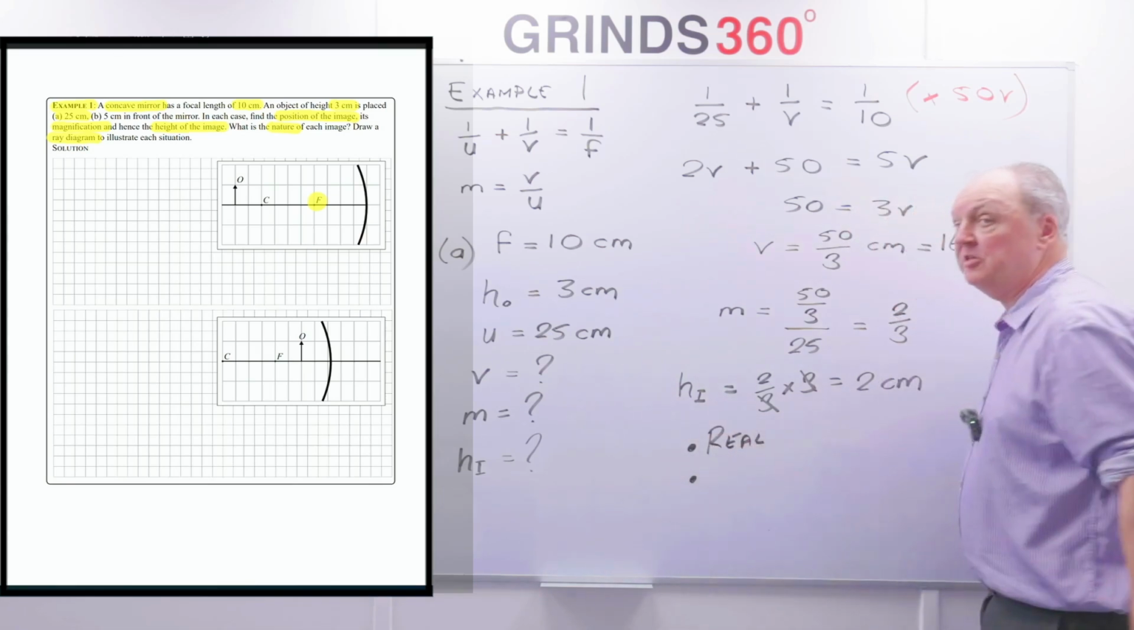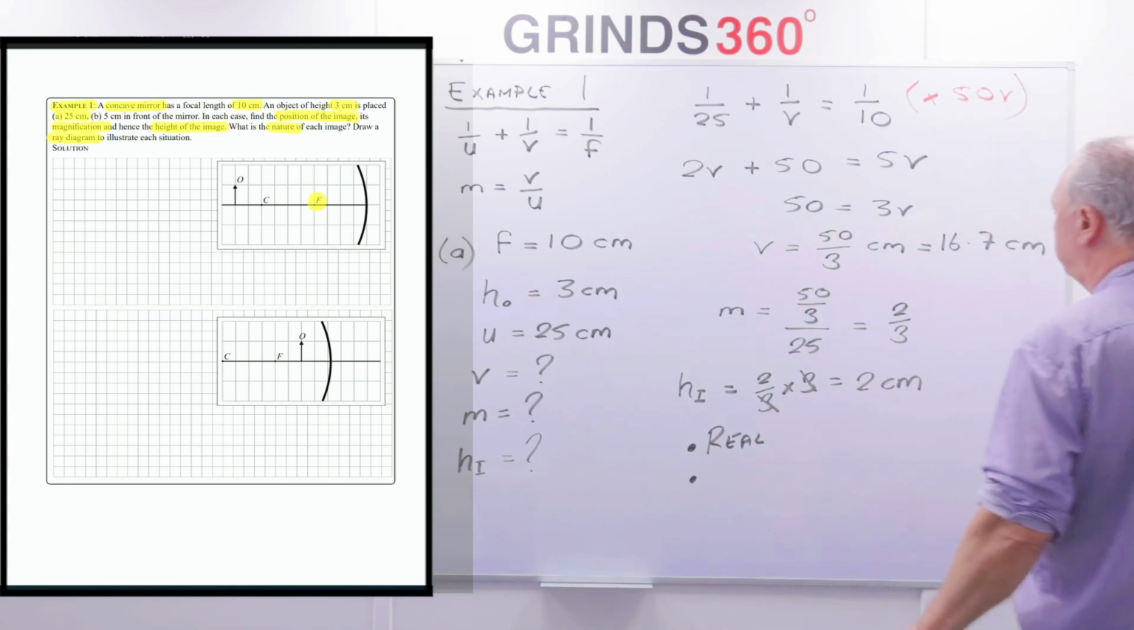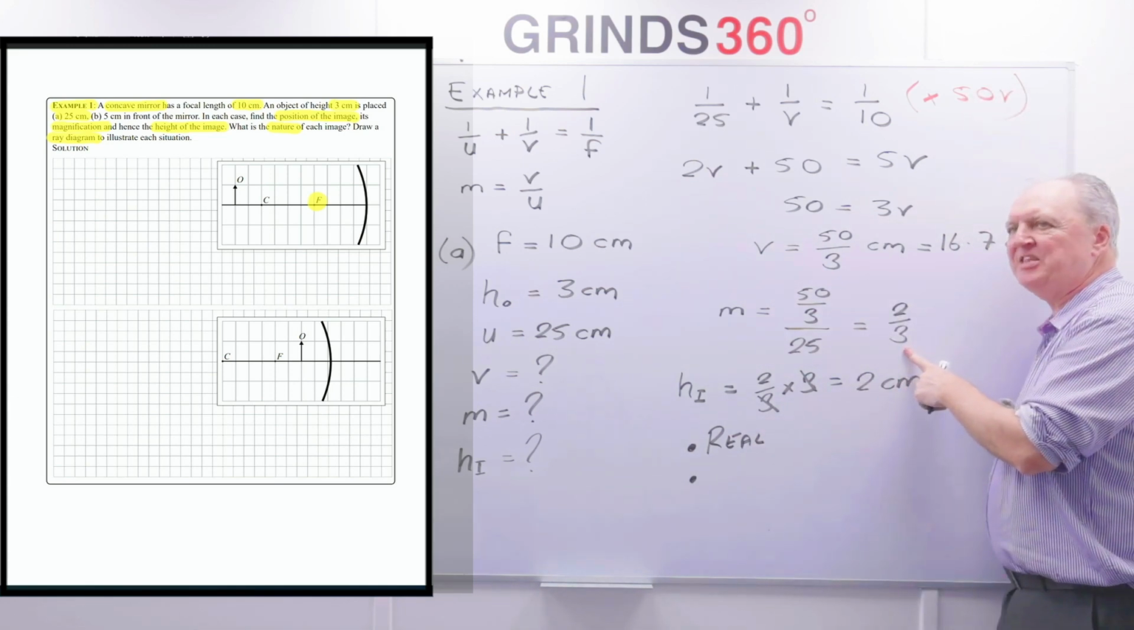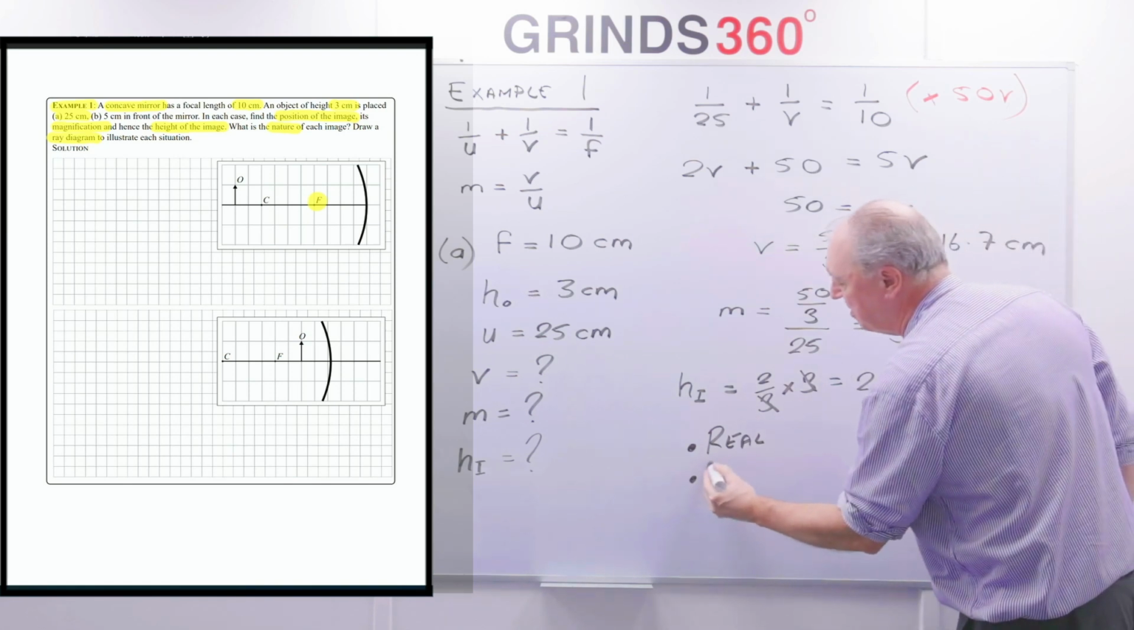Next part, is it magnified or diminished? Well, look at the magnification number. If it's less than 1, if its absolute value is less than 1, then it's diminished.